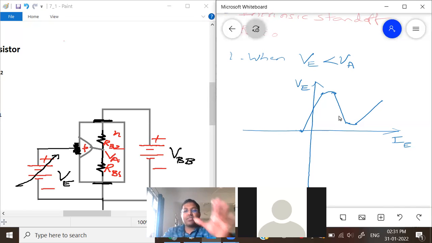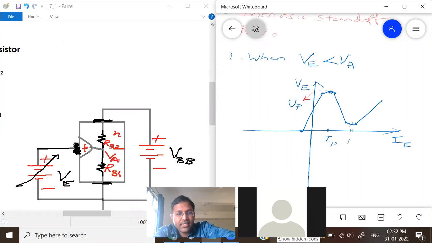Of course there is a slight shift, but the shape of the characteristics is similar. Then we will name the regions. First, this is the peak point, valley point, same as the tunnel diode. So we say peak current IP, peak voltage VP. Next, this point is the valley point, so valley current, valley voltage, same as the tunnel diode, right?